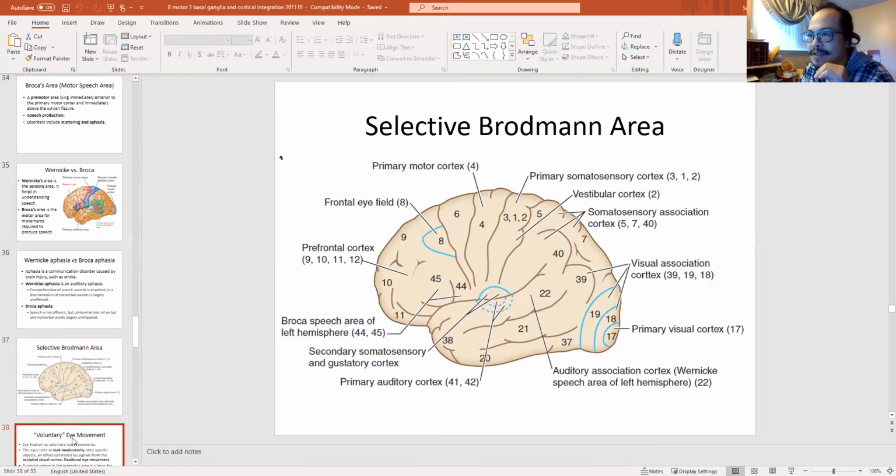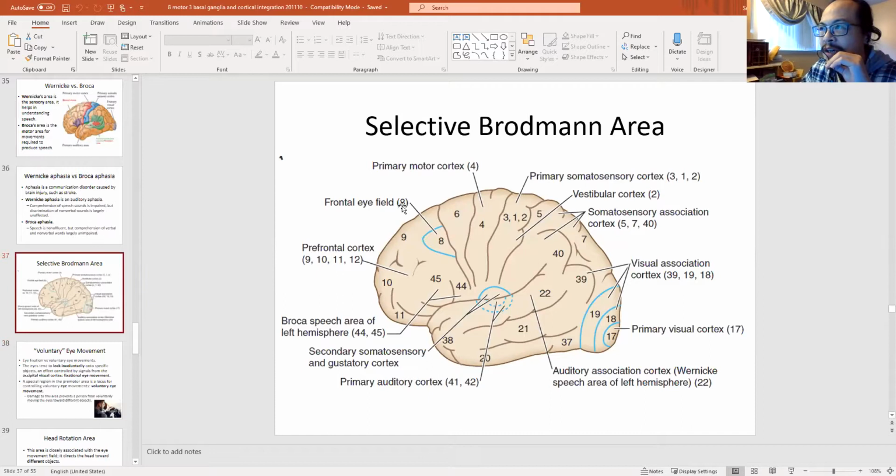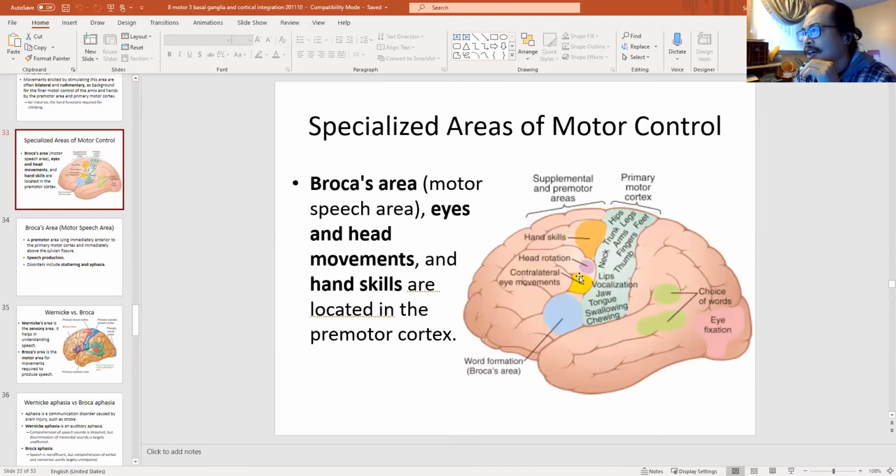Eye field, frontal eye field. The reason we call it the frontal eye field is because there's also a parietal eye field. So that is the difference. And this one is about controlling the eye. And a lot of our eye movement, here we also have eye movement as well as the head movement, right? The head rotation. This one here, head rotation, eye movement.